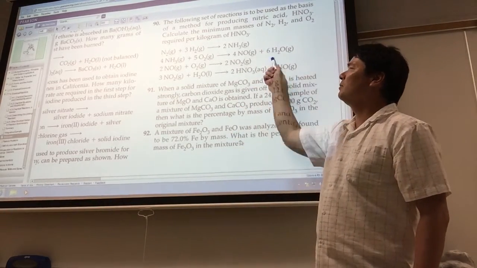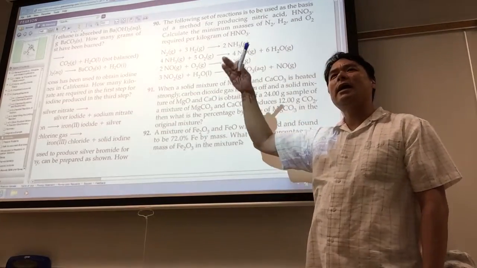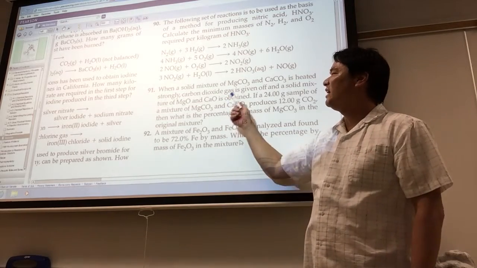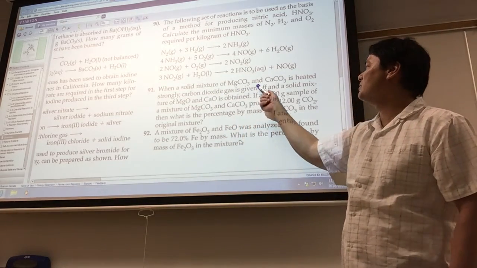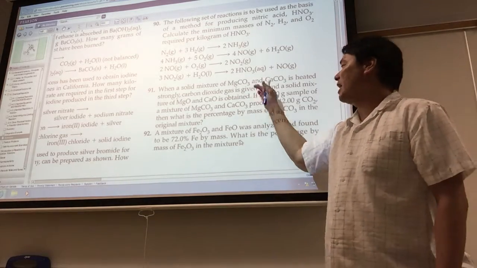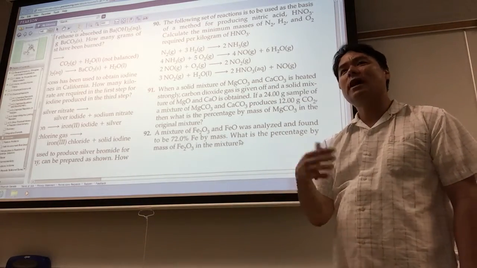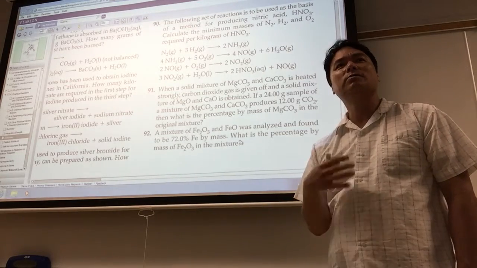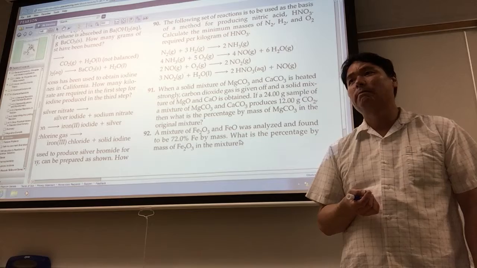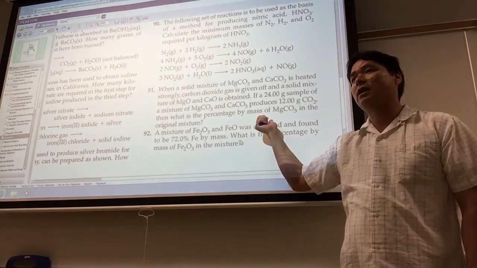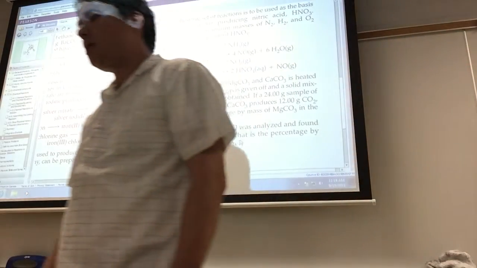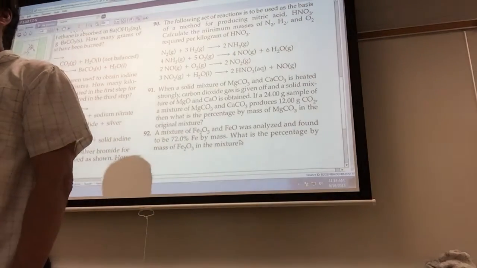You know, if you look at number 90, we call that a consecutive set of reactions. Number 91, when a solid mixture of magnesium carbonate and calcium carbonate is heated strongly, is this a consecutive reaction? First the magnesium carbonate reacts and then the calcium carbonate? Or is this what we call a simultaneous reaction? Well, this is what we call a simultaneous reaction versus a consecutive reaction. Now, the biggest error people make with simultaneous reactions is this.